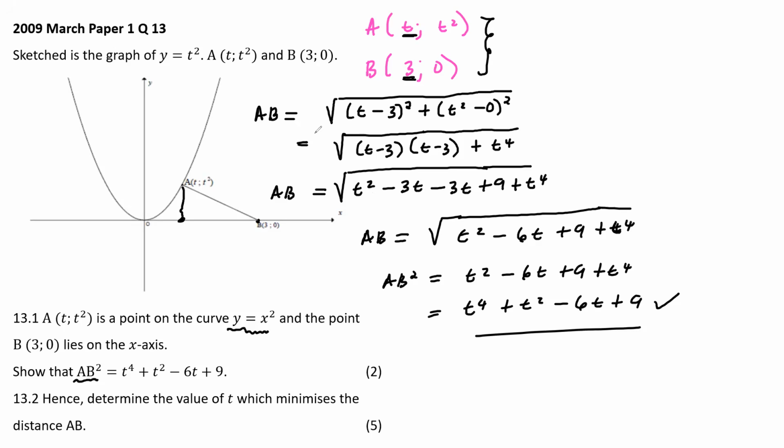All right, I think people should be done now writing. I'd like to take this out as I get ready for 13.2. 13.2 says, hence determine the value of t which minimizes keywords. It's very critical for me that we get the English proper. We then translate the English into mathematics. Hence determine the value of t which minimizes the distance AB.